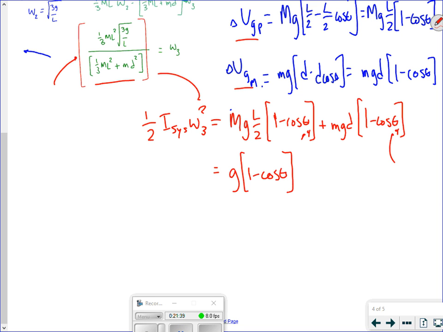And in this first term, we're left with a big M L over 2. And in the second one, we're left with little md. All right, and that's our 1/2 I system omega 3 squared. Okay, so we're getting closer to being able to isolate that cos theta if we wanted to, and find what that angle is based on the other stuff. You know, again, what are we trying to find in this question? I don't know. I don't care.